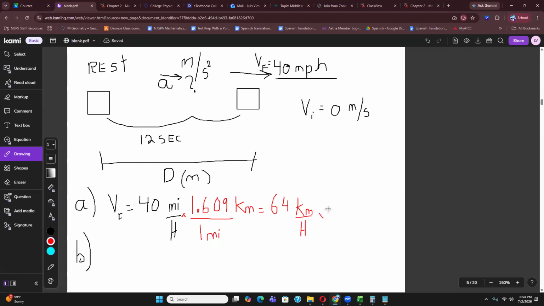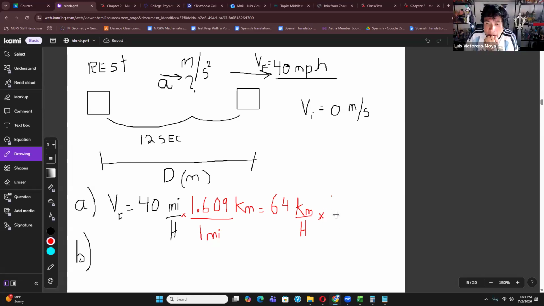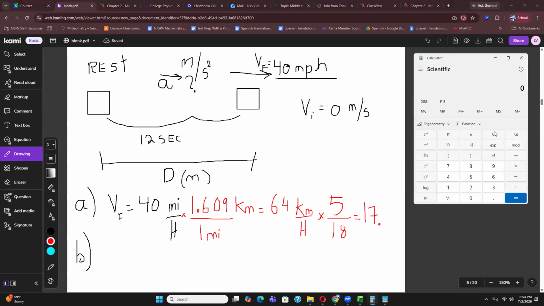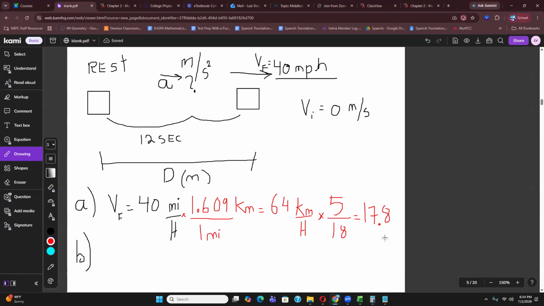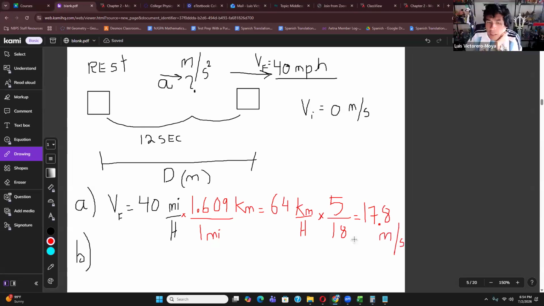But I thought we were doing meters now. Yeah, and then you multiply by 5/18. That gives you meters per second. That gives you 17 point what? 17.8? Yeah, maybe if we round it to 17.9, that's fine too, I guess. Either one is fine, 17.8.